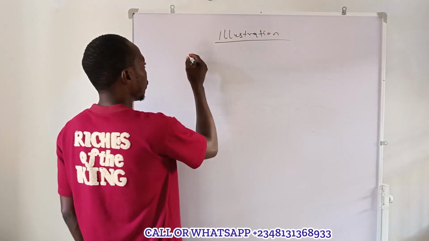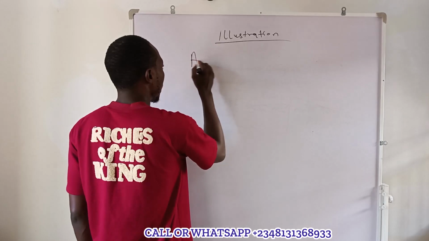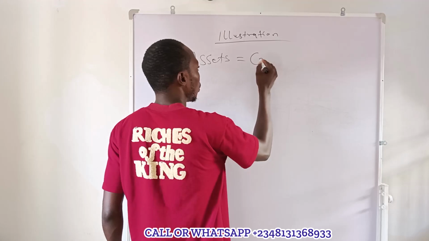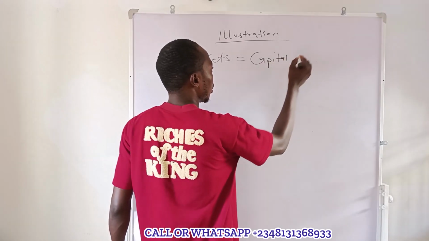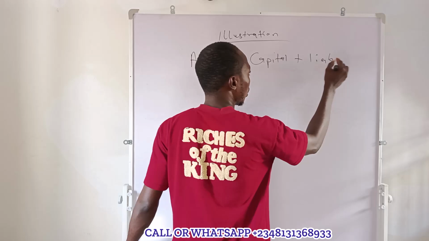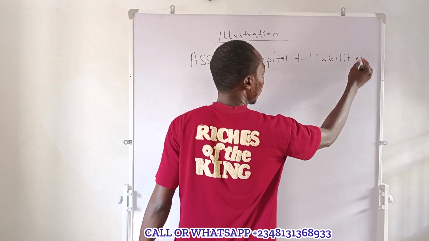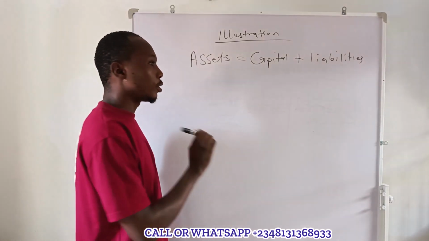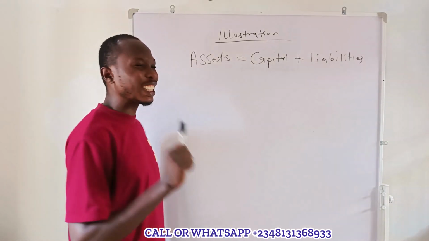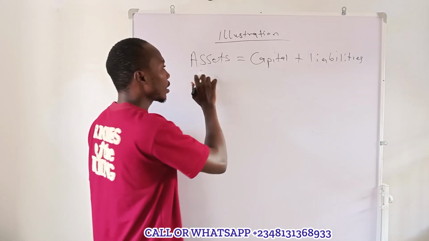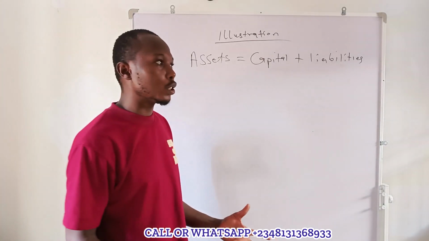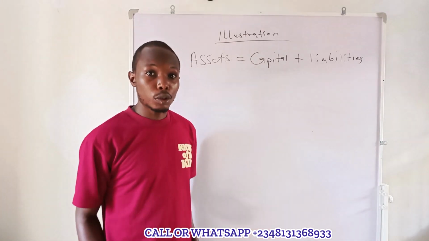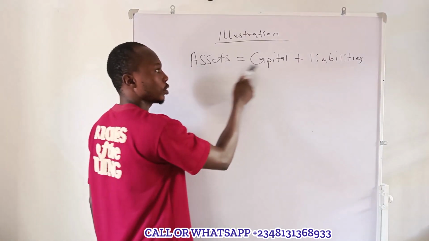So if you remember from the first part, the accounting equation: asset is equal to capital plus liabilities. Now, the most important aspect here is to understand why this accounting equation, why the balance sheet is called balance sheet. It's because of this accounting equation: asset is equal to capital plus liability.